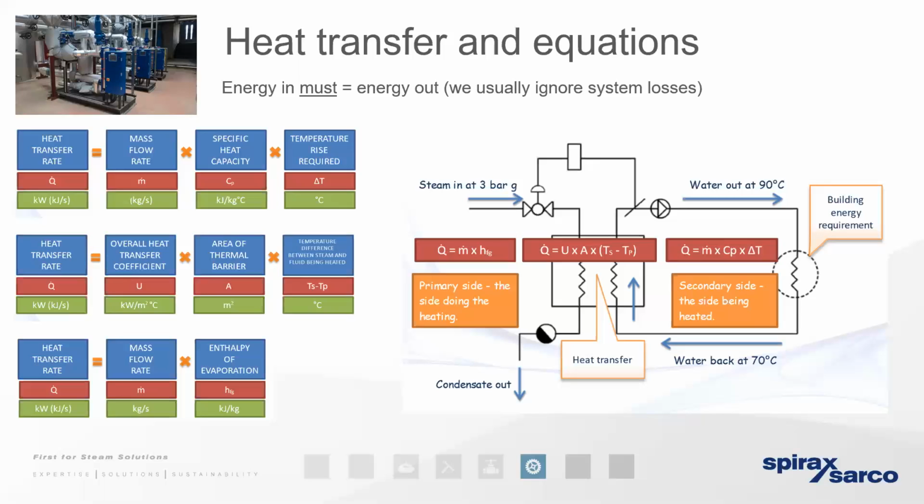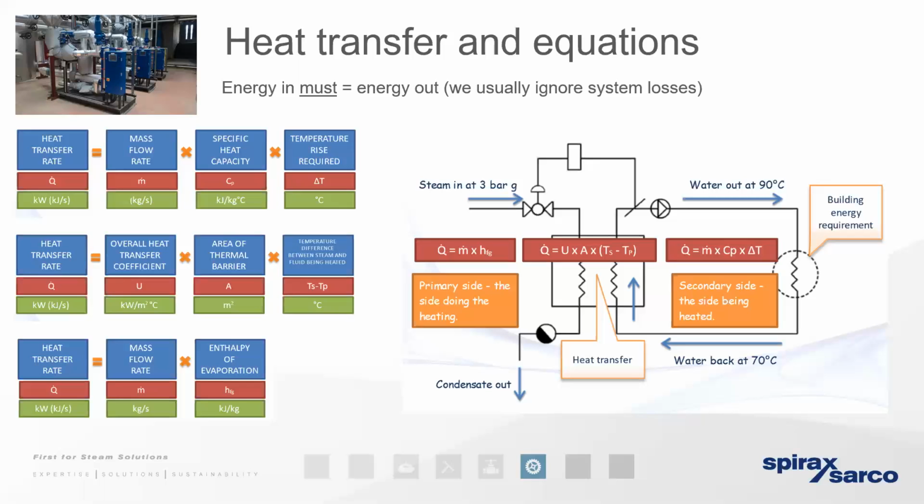So that means we can use that information to transpose and rearrange those equations. So if any of the values on the screen that you can see are unknown, we can simply transpose the known values in the equation to calculate the unknowns.